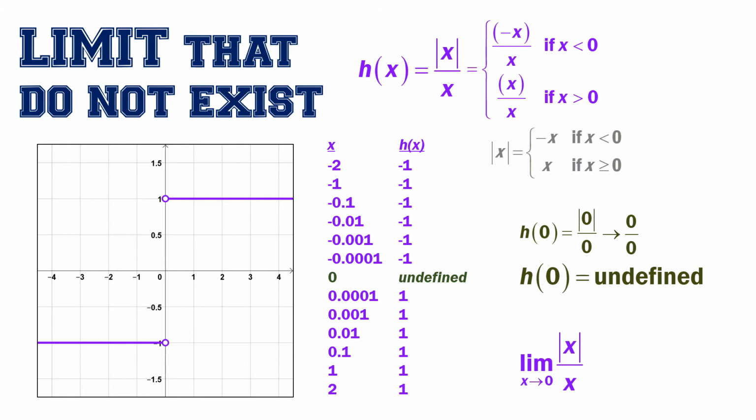In fact, just think about this. Negative x divided by x simplifies as negative 1 for all values less than 0. And on the right side, x divided by x is always going to equal 1. So that works for all values greater than 0. So my left side and my right side are going to two different values. They're not going together. That's why this one does not exist, or as we abbreviate it, DNE.